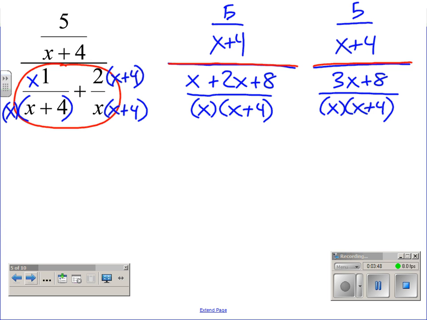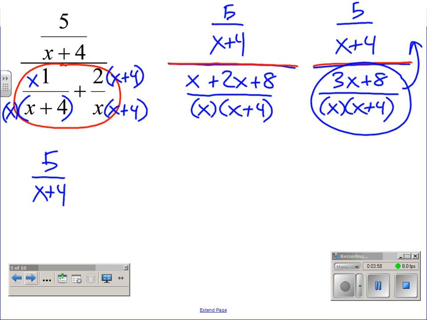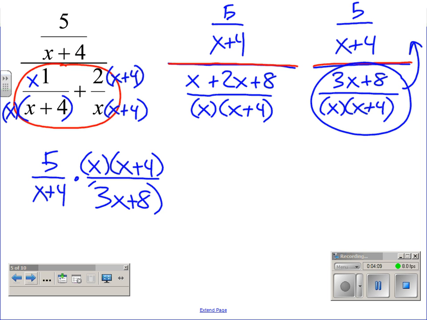Okay. So now that we have a fraction divided by a fraction, I'm going to rewrite it as a multiplication problem. And notice I'm going to flip the bottom portion. So on top here, I'm going to put x times x plus 4. And on the bottom, I'll put the other half, 3x plus 8. Now, I'm going to put parentheses around all my factors so I can see what's what.